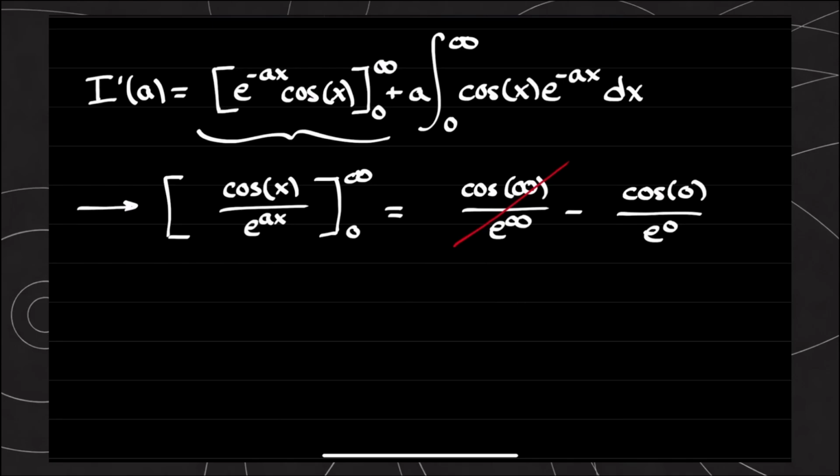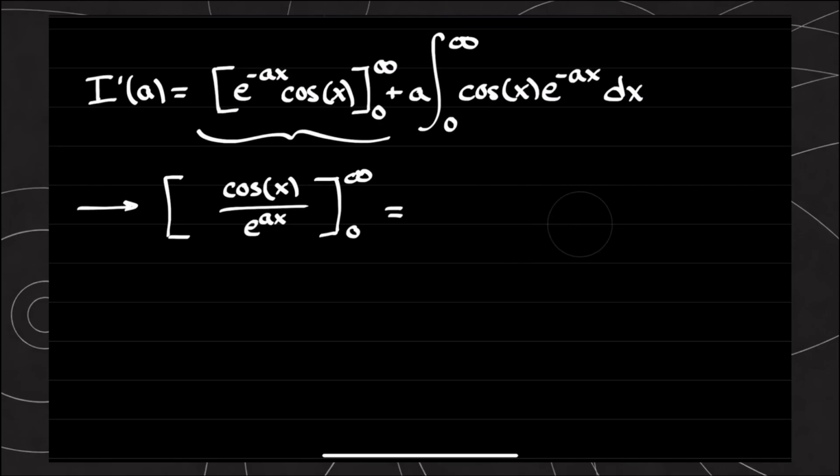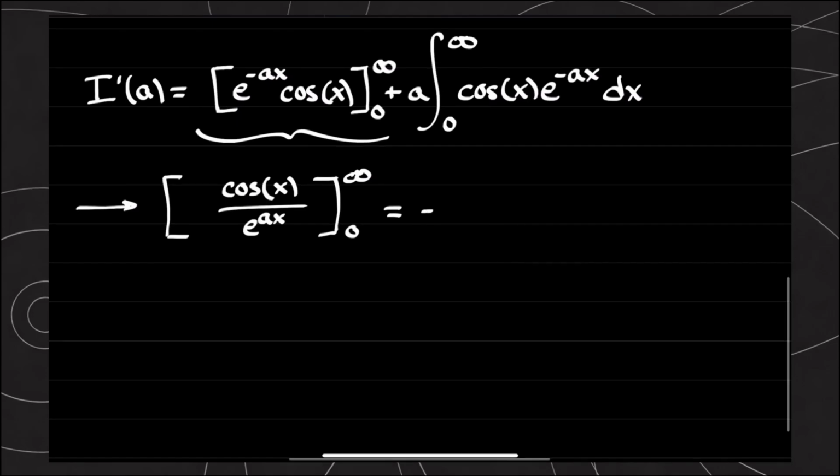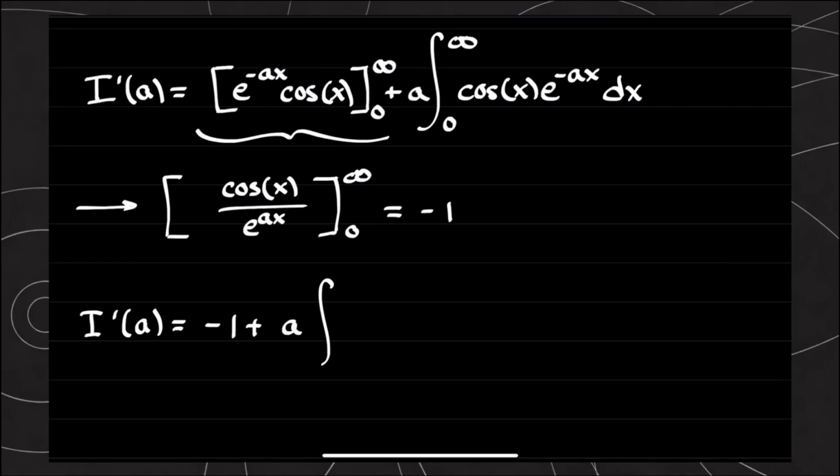Our second term is cosine of 0, which is 1, over e to the 0, which is also 1. 1 divided by 1 is 1, and since our top bound evaluated to 0, this entire term is simply equal to 0 minus 1, which is equal to -1. Plugging this back in, we get that I prime of a is equal to -1 plus a times our new integral, which is of cosine of x times e to the -ax dx.